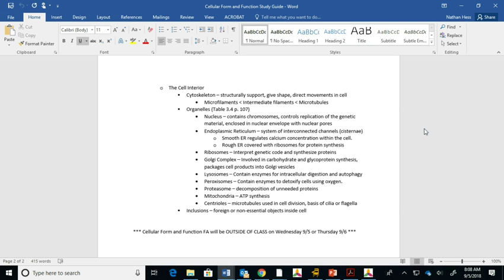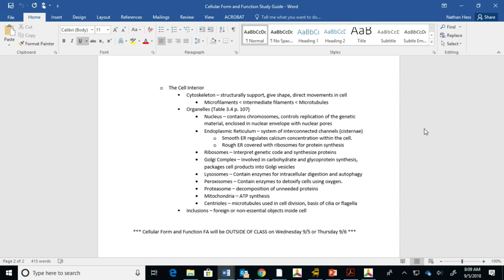Remember, a vesicle is like a bubble-like thing that brings stuff either in or out, right? It's like the spaceship. It's too big to go in the passageways, so it has to be in the spaceship to get in and out. It's a vesicle. The lysosomes is where we ended yesterday. These guys contain enzymes. Pause.